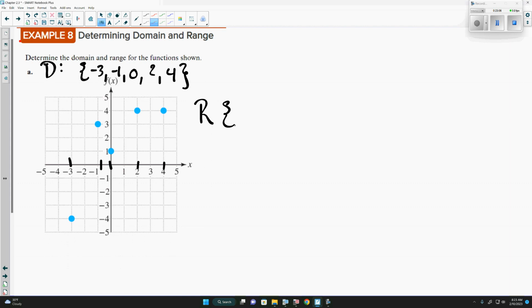The range is just the y values. So the first one we have is -4. Next one we have is 1. Then we have one at 3, and then we have 2 of them at 4. But we don't have to list 4 twice. We only have to list it once. That's it.